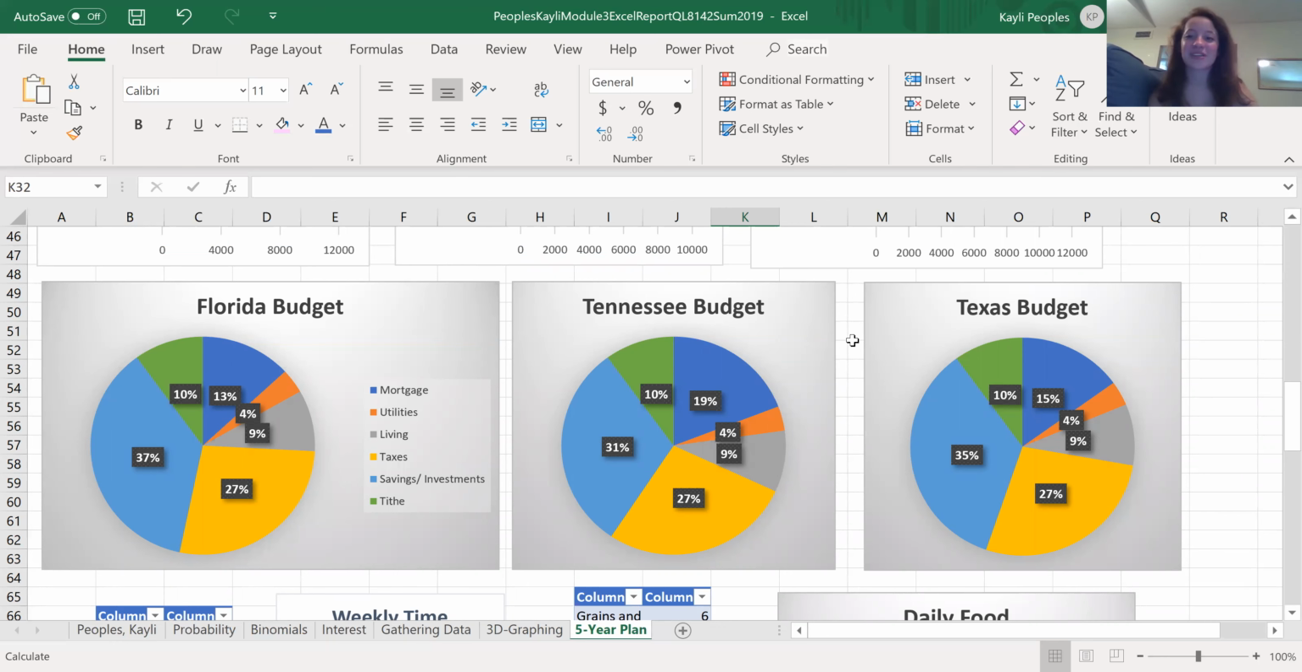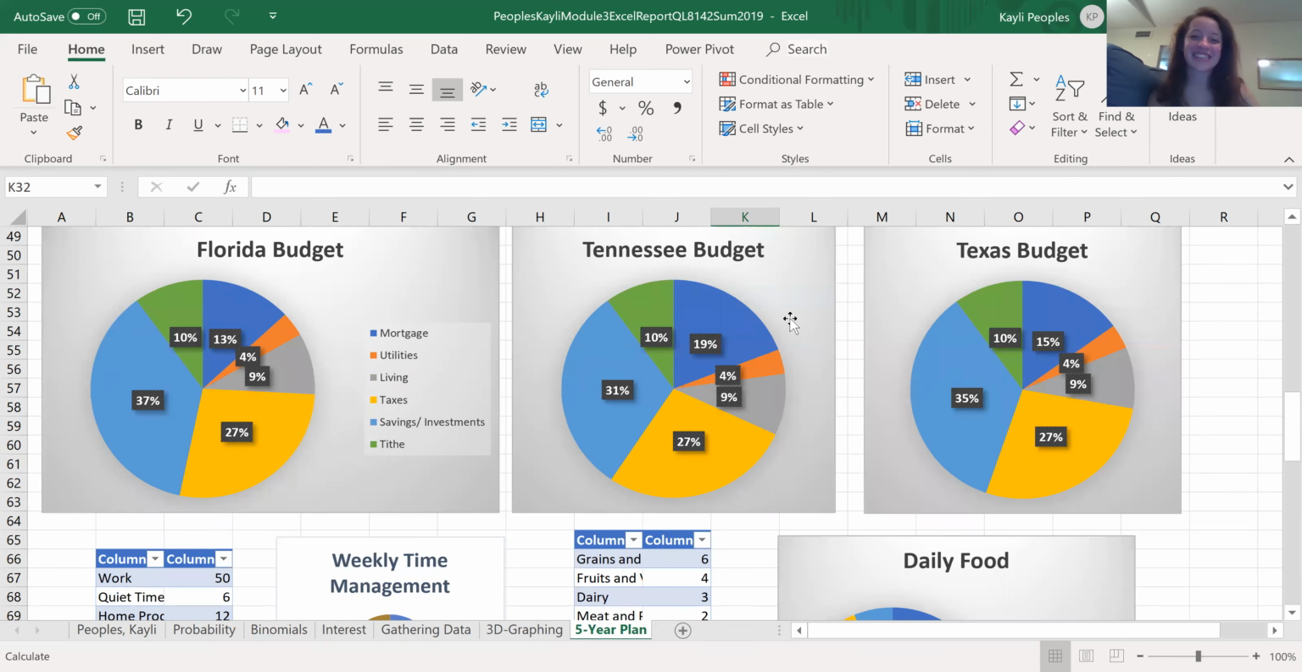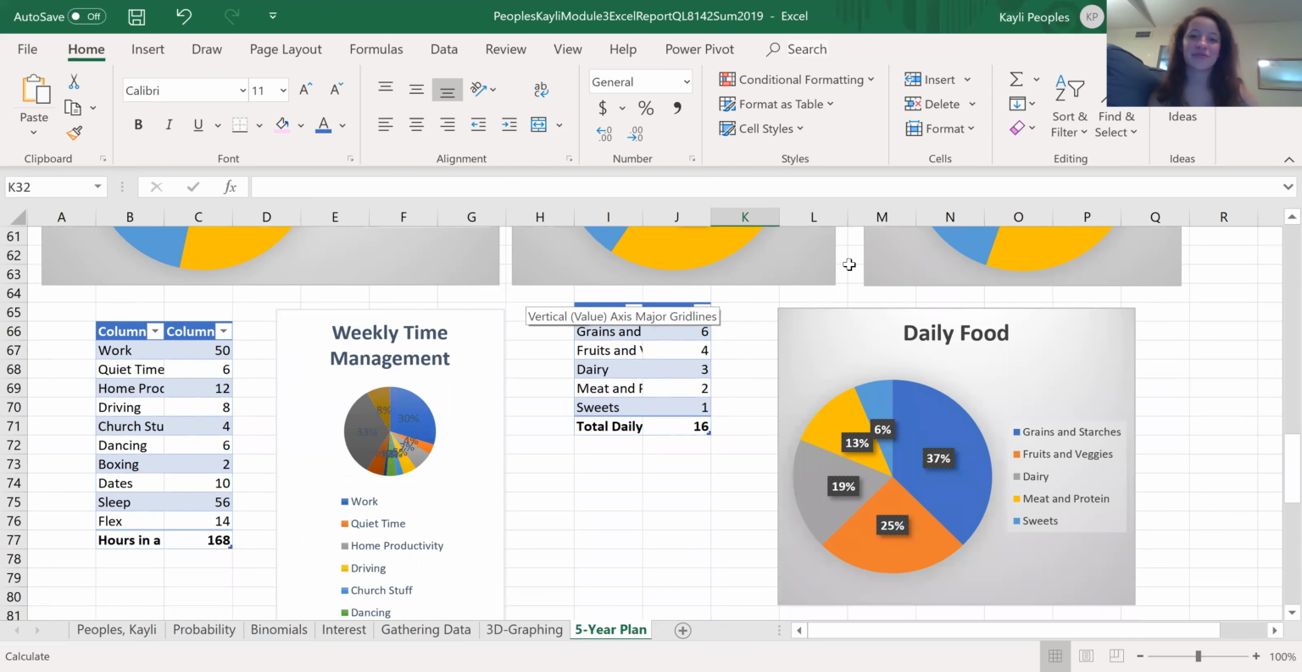Hopefully we'd live in the same place for 10 years. It's something I have yet to do, is live in a house for 10 years, but maybe one day I'll have that consistency. Hopefully. So that's at 19%. At 13 and 15, Florida's the cheapest place for me to live. Yeah, and then that's my weekly time management and daily food.